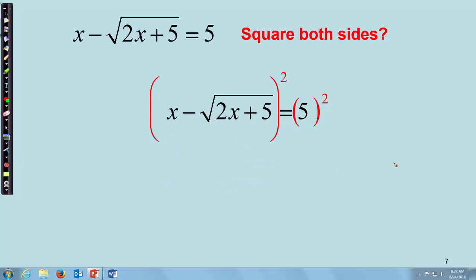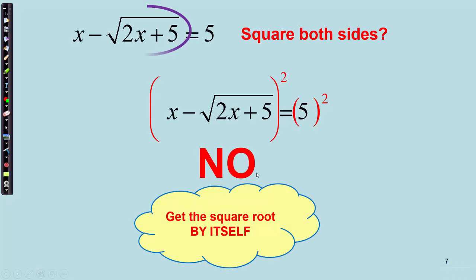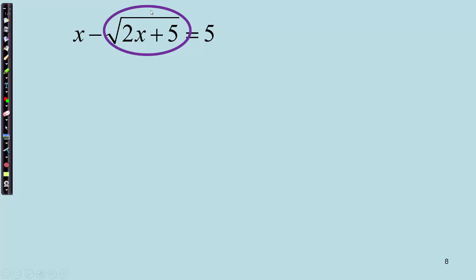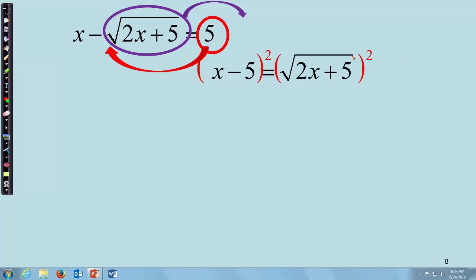And so what we need to do on this one, instead of trying to square both sides right now, is to get the square root by itself. So we're going to rearrange terms. When we rearrange terms on there, we'll move the square root term to the right, move the 5 to the left. That would make it an x minus 5 and a square root of 2x plus 5. And then we will square both sides. And on this one, when you square the square root, it does indeed wipe out the square root and the square.